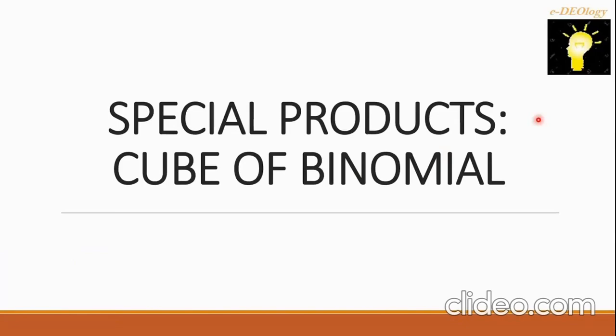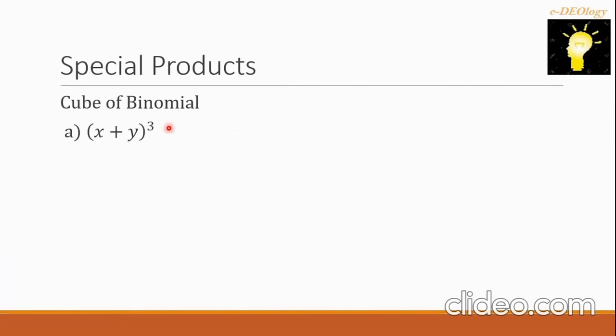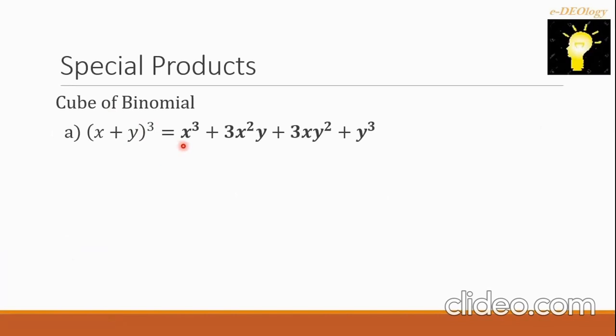Hi everyone, today we're going to study special products of cube of binomial. We're going to have two parts. The first part is the sum of two terms and it is raised to 3. In the books you will find the special product to be these terms.